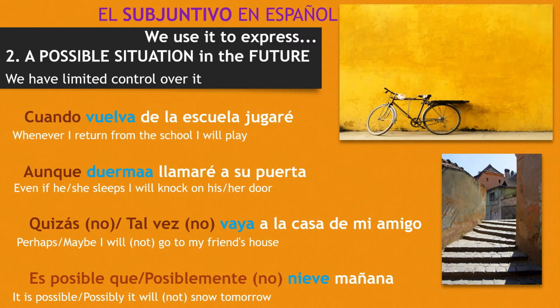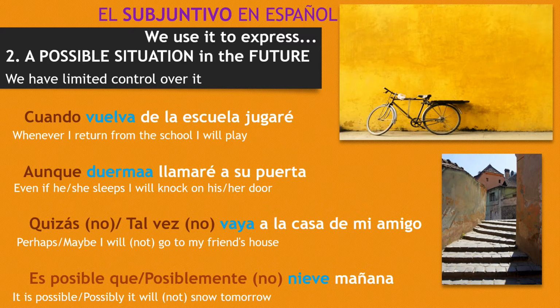And llamaré is the future and the indicative, which is the more real mode, let's say, in Spanish, and that's why we use an indicative there, the simple future, because we're certain about it. We will knock on his door, even if he's sleeping or not. That we don't know about, and that's why we use the subjunctive there.